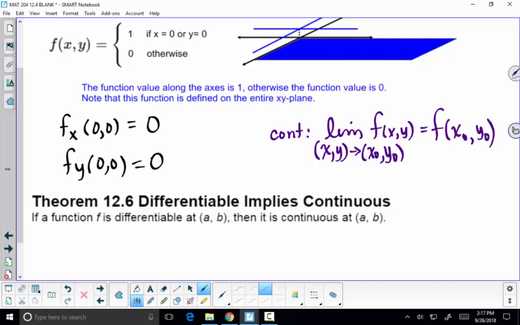For a function to be differentiable, it at least has to be continuous. And so if it's not continuous, it's not differentiable. Although, where does the partial derivative play in this test here?